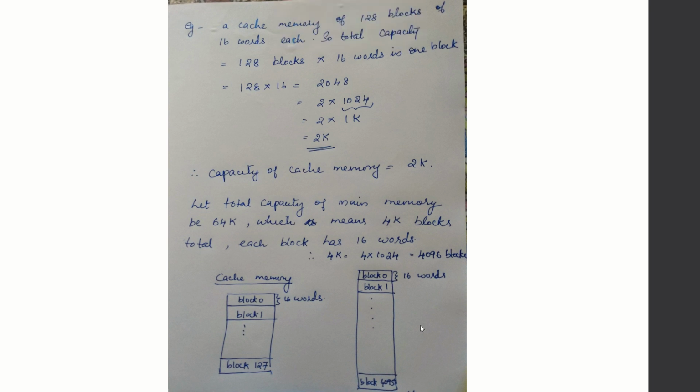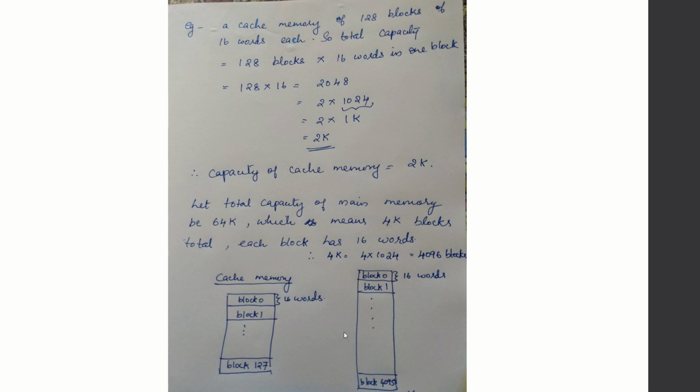So if you want to calculate the total capacity of the main memory, 4096 blocks are there. Each of them has the capacity of 16 words. If you multiply 4096 into 16, you will get 65,536. And if you want to know how many kilobytes, you just divide it by 1024. That will give you 64. So the total capacity of the main memory is 64 kilobyte.